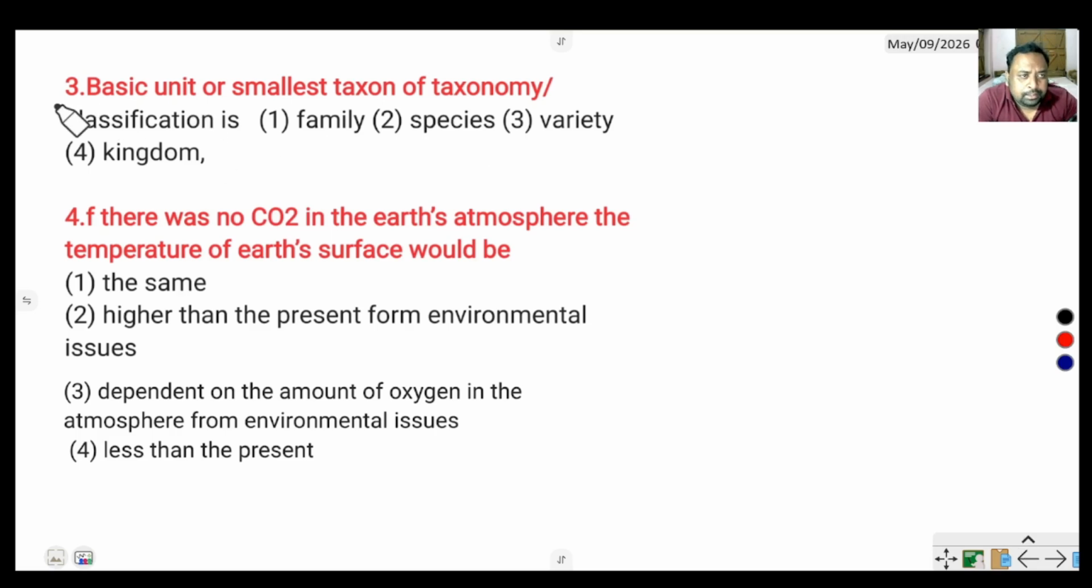Next question: the basic unit or smallest taxon of taxonomy is called family, species, variety, or kingdom. The correct option is species.